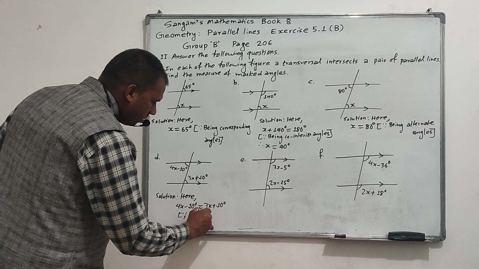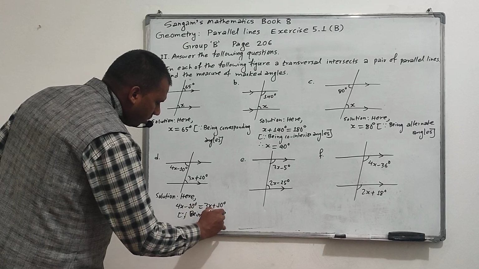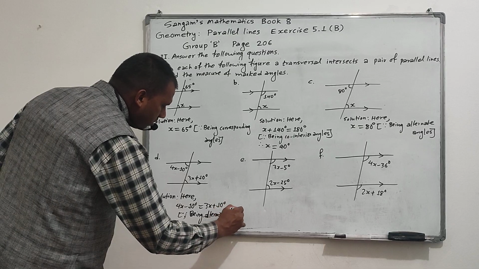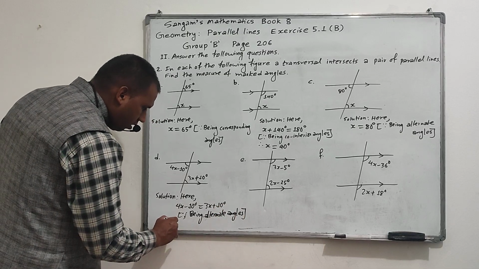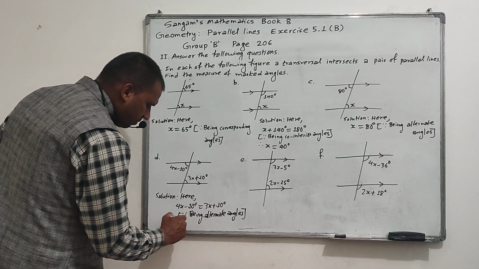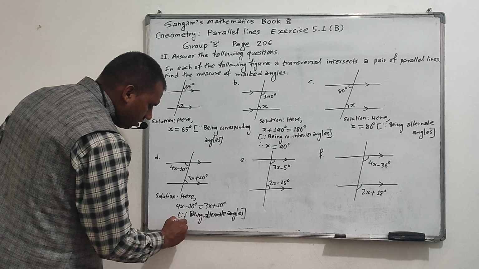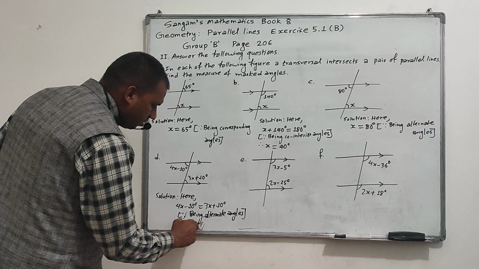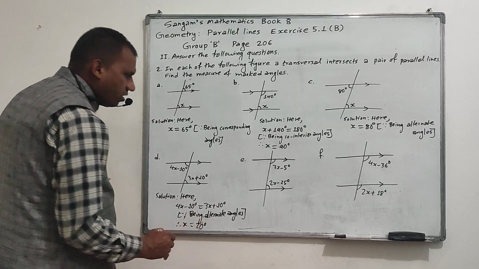Being alternate angles, or 4x minus 3x, so therefore x equal to 10 plus 10, 20 degree, so x equal to 20 degree.